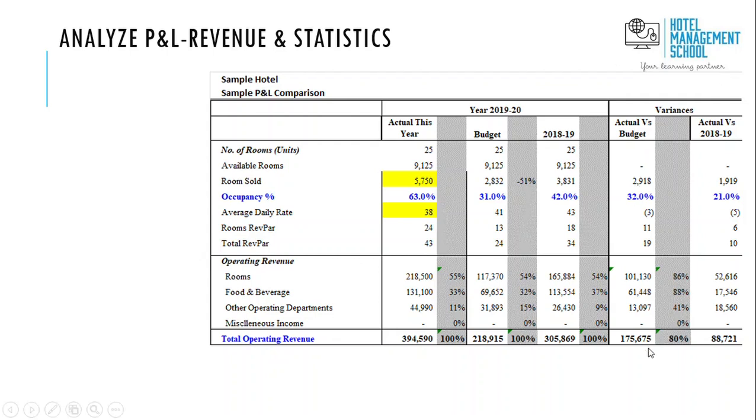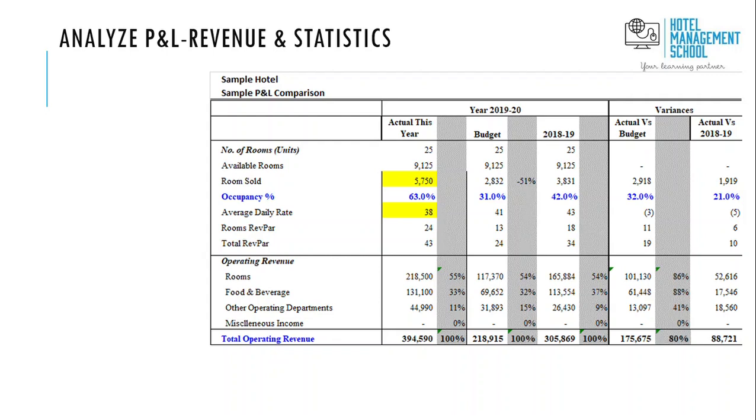Then we have calculated the variances. So here you can do the variance analysis in terms of horizontal analysis. In this case, room department revenue is higher than the budget by 86%, food and beverage by 88%, other departments by 41%. If we look at that in terms of ratios or parallel increase, other operating departments are not able to show as much increase as they should have, because the room department revenue is higher and the number of occupied rooms is higher.